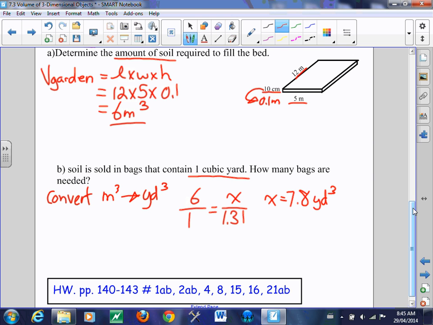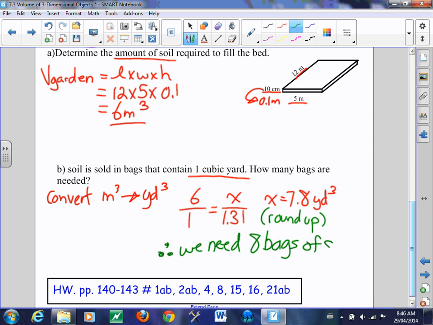So that means that's how much we have in yards. Do you think you can go and buy 7.8 bags? No. So you're going to say round up. So therefore, we need 8 bags of soil.